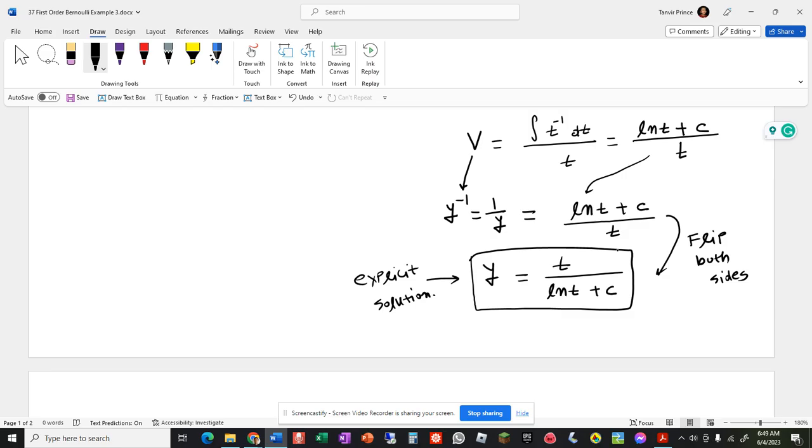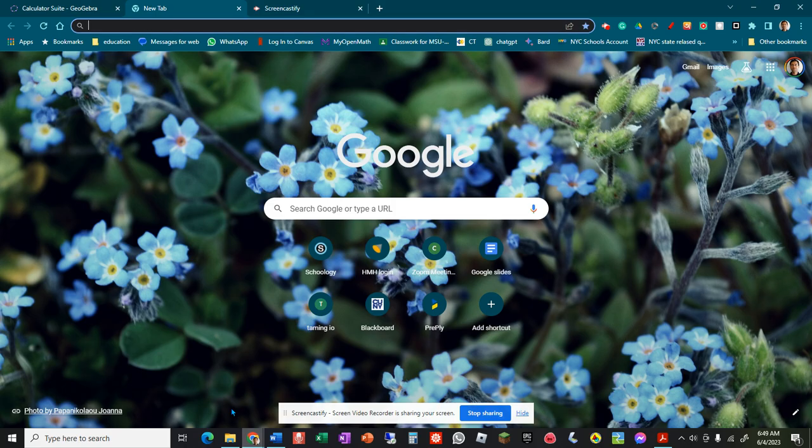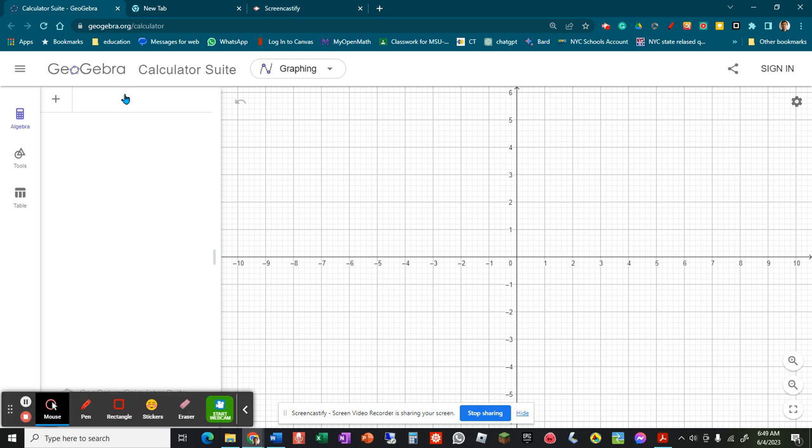I really want to draw it. Let's actually see if we can draw it. Let's go to GeoGebra. So remember, it's t over ln of t plus c. So let's see how the graph looks. So let's look at GeoGebra. So you start with c, enter. That gives you the slider for c.